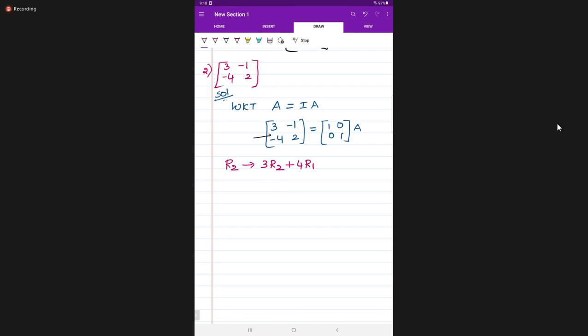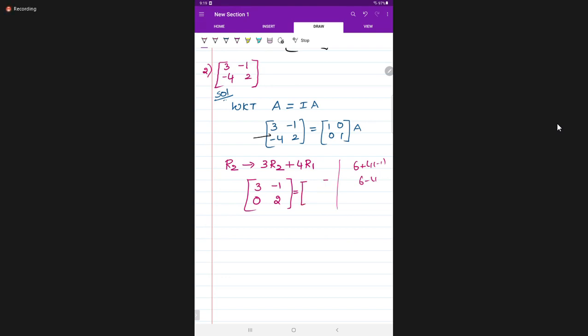-4. 0. 3, -1 right as it is. This is 0, -4. Sorry, this value is 3 into 2, which is 6. 6 plus 4 into -1, 6 minus 4 is equal to 2.